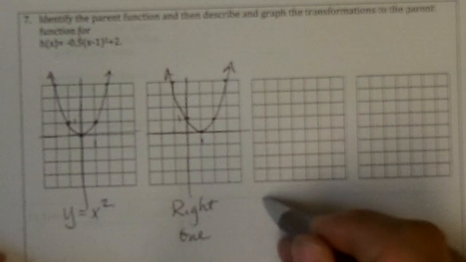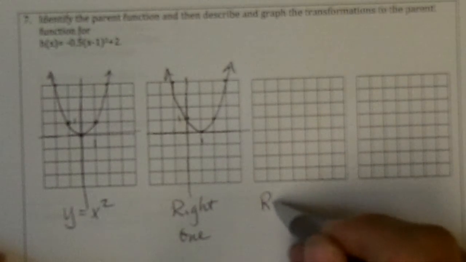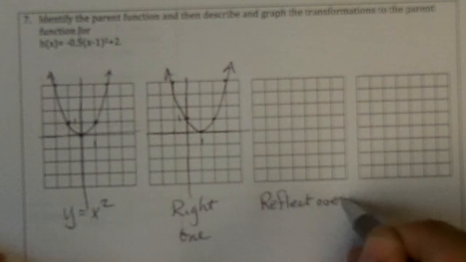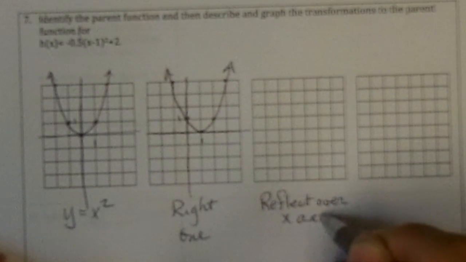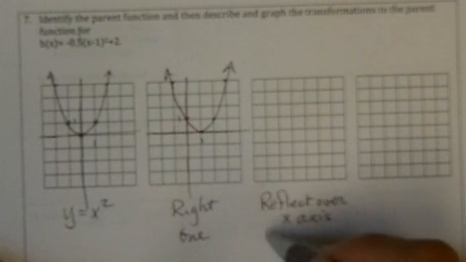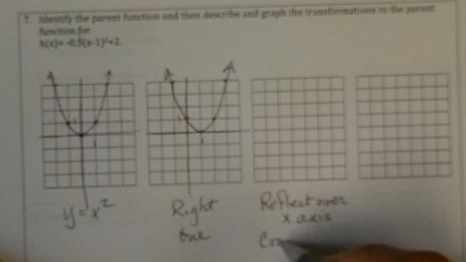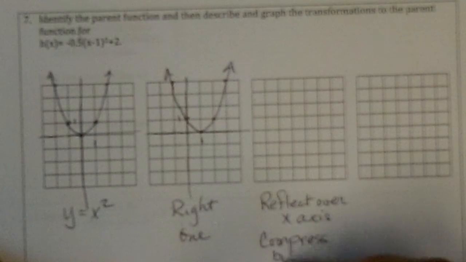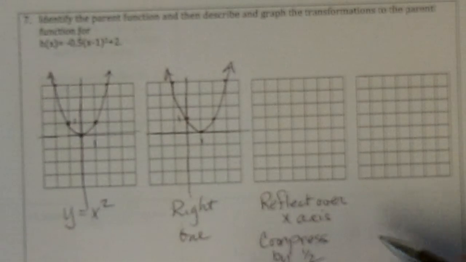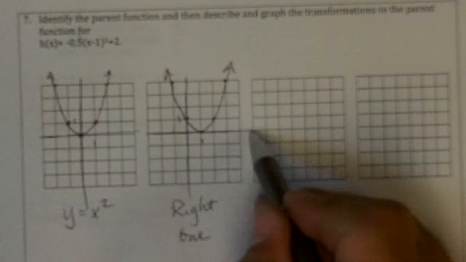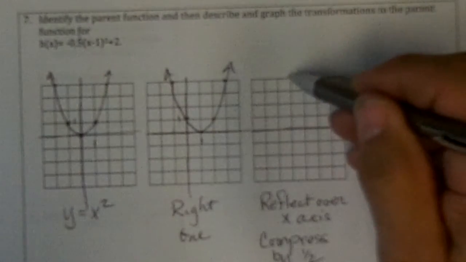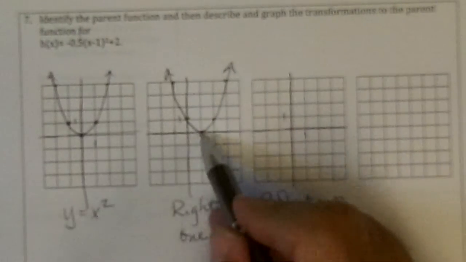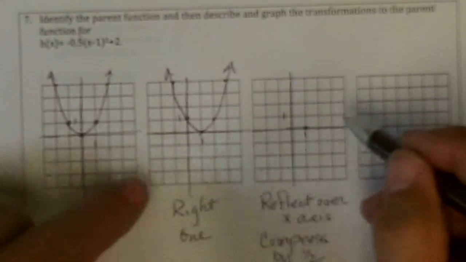So we've got reflect or flip over the x-axis because of the minus, and then we have compress by 1/2 or 0.5. So this point stays the same.